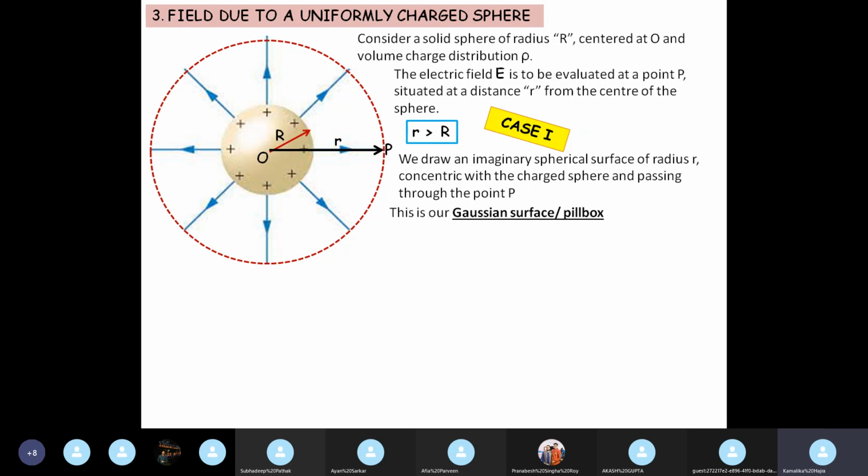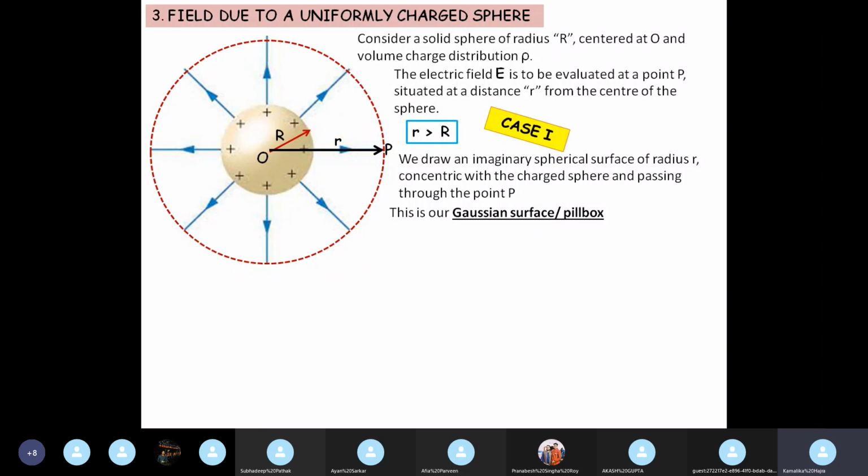All right, or pillbox. We can call it a pillbox too. So remember, this is an imaginary surface. It is not there. We draw this to apply Gauss's law. This is a spherical surface that we draw, which is why, if you notice, I always draw the Gaussian surface with a dashed line. I never draw a solid line to indicate the Gaussian surface. It is always drawn with a dashed line because it is an imaginary surface.